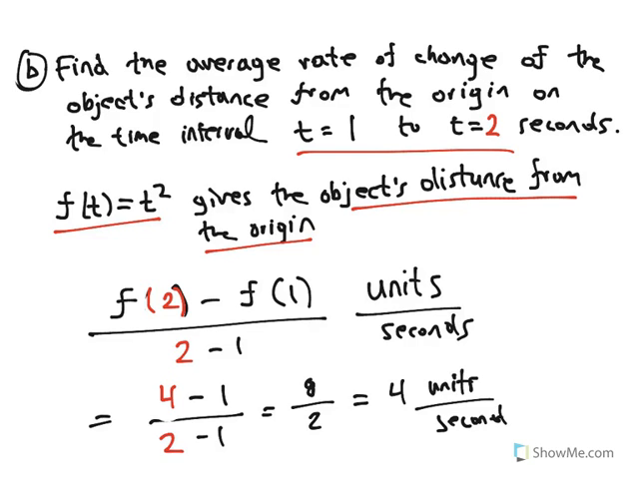So the change in distance from the origin would be 3 units, and the change in time would be 1 second. So the average rate of change of the object's distance from the origin on the time interval from t is equal to 1 to t is equal to 2 seconds would be 3 units per second.